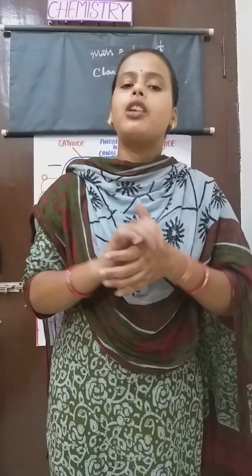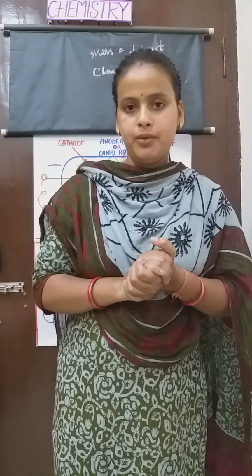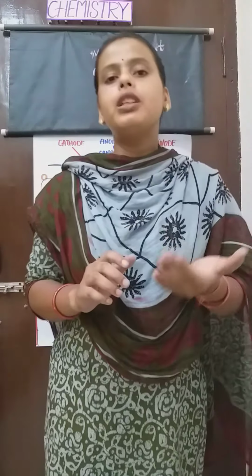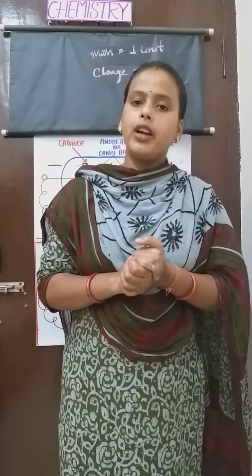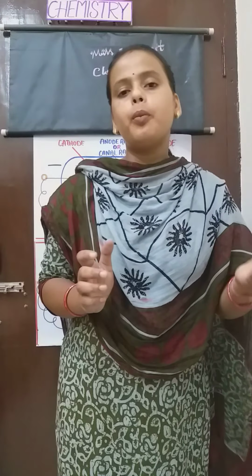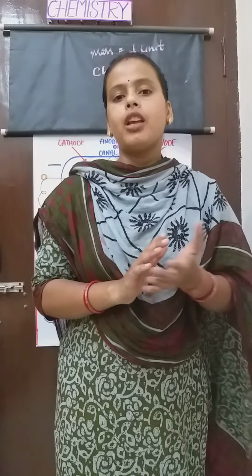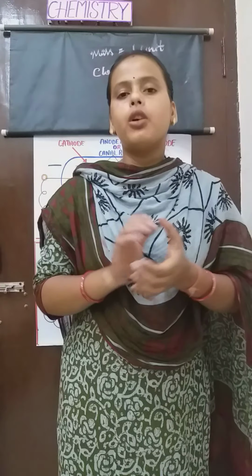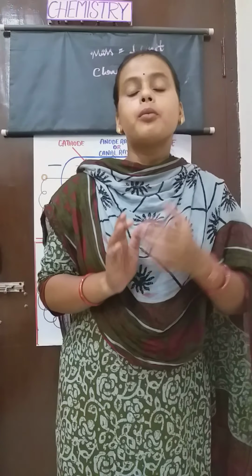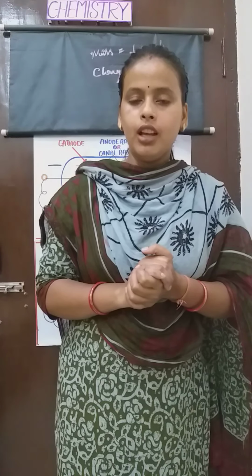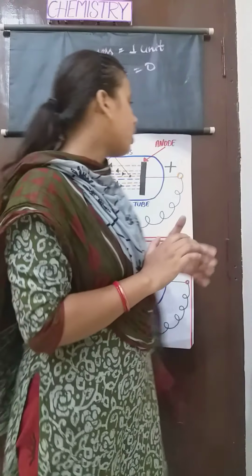So let us start with the structure of the atom. What is actually the structure of the atom? To discover the structure of the atom, many scientists came up with lots of ideas. Among them, one of the scientists, J.J. Thomson, gave the first model, and that model was called the plum pudding model.